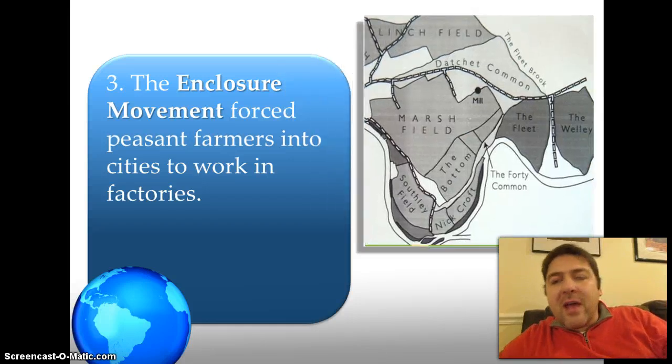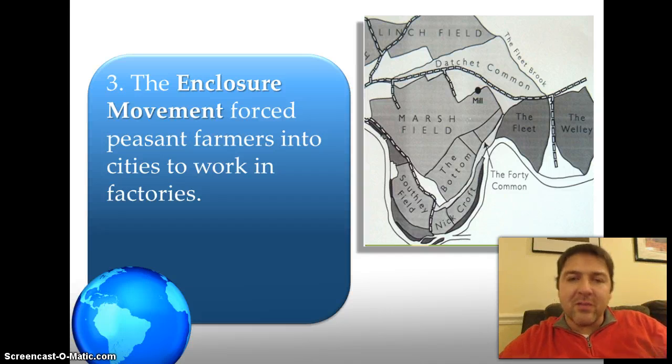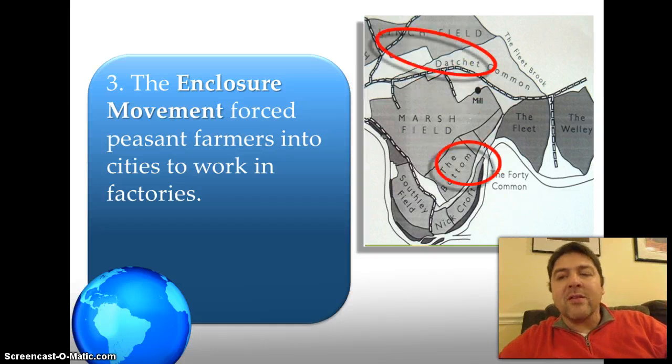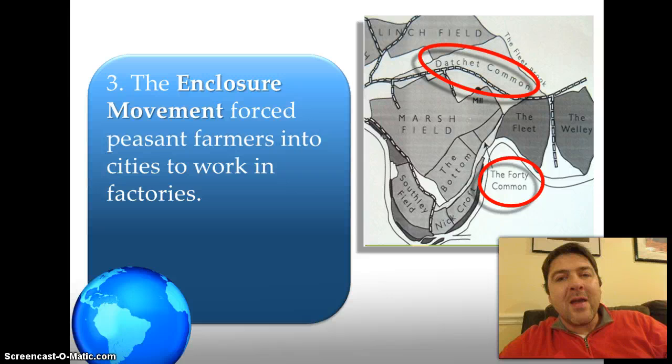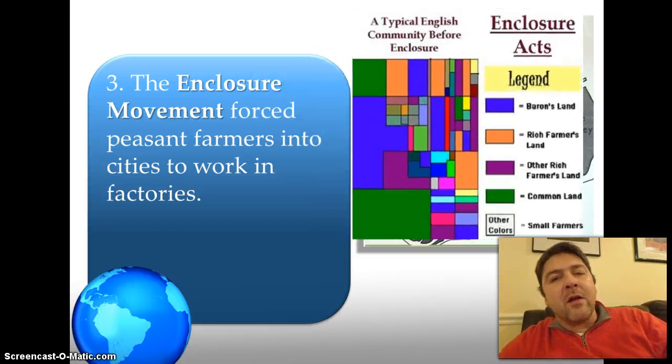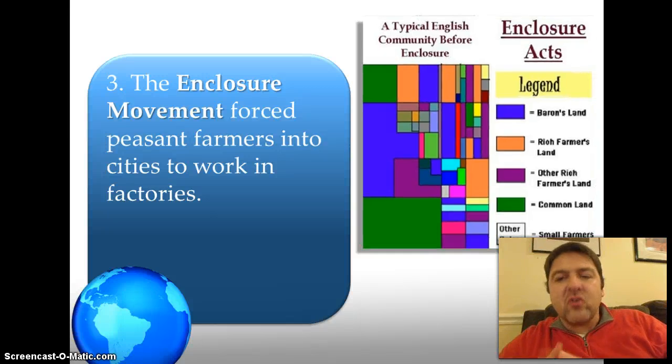We see here an example. This is a small English community called Datchet, about 20 miles outside of London. It's still a town today, but back in roughly 1700, we can see here two areas that were set aside for common use. Anybody in the town could use these areas to graze their animals, let their animals eat the grass there, and plant their crops. Well, what the enclosure movement does is it changes that.